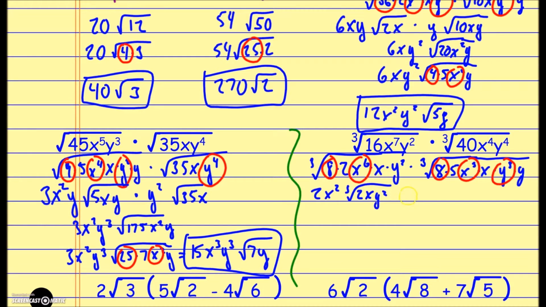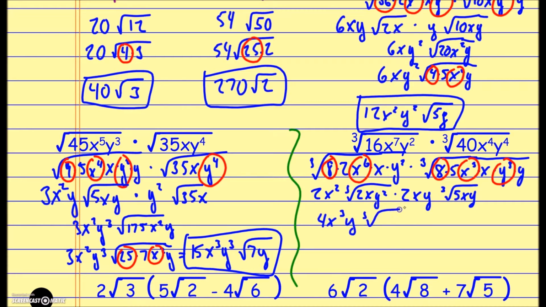The cube root of 8 gives me a 2. The cube root of x to the 3rd is an x. The cube root of y to the 3rd is a y. And then underneath my cube root, I've got the 5, the x, and the y. And now I'll do the multiplying. On the outside, it's going to give me a 4, an x cubed, and a y.